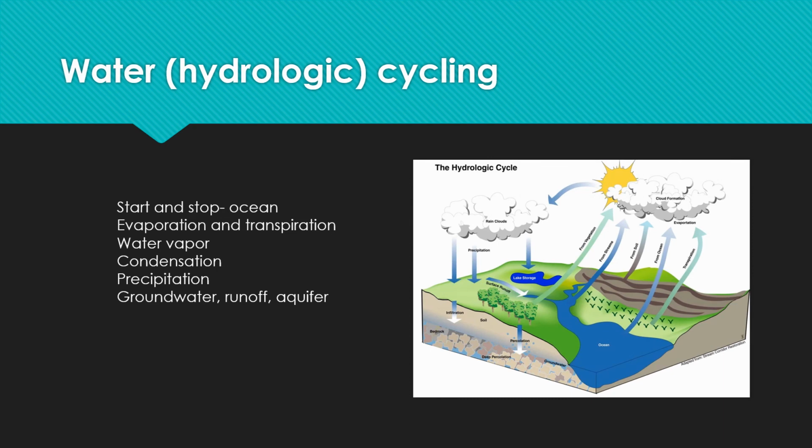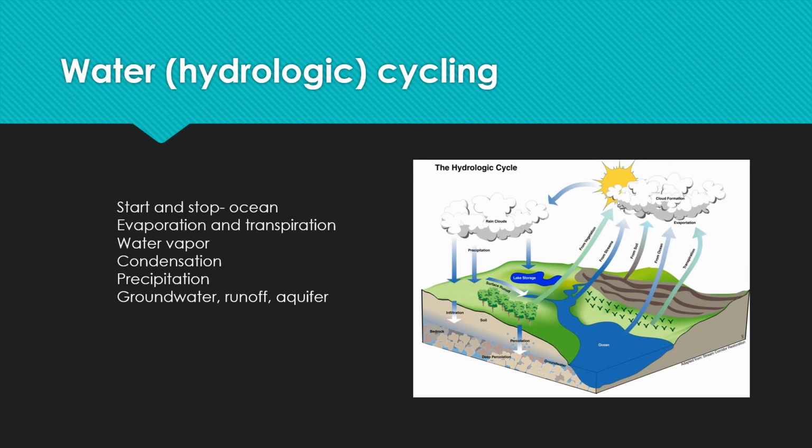So let's start with water, hydrologic cycling. Hydro means water. This is a continuous movement of water on, below, and above the surface of the earth. The total amount of water within the cycle should be constant. So whatever is in the air, whatever is in bodies of water, whatever is found within the earth should stay the same. Now it can vary on location, but altogether it should stay the same.